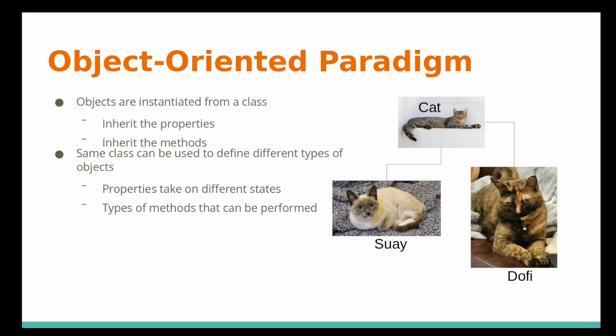Dofi and Suai both have 4 legs, they both have whiskers, and of course they can have different values for those different attributes. For example, you can see that Suai is lighter, it's got more white in it. Dofi, on the other hand, is a brown colored cat. So properties can take different states, and methods that can be performed can also vary slightly. For example, Dofi is a better jumper than Suai is. Dofi can fetch things, whereas Suai cannot.